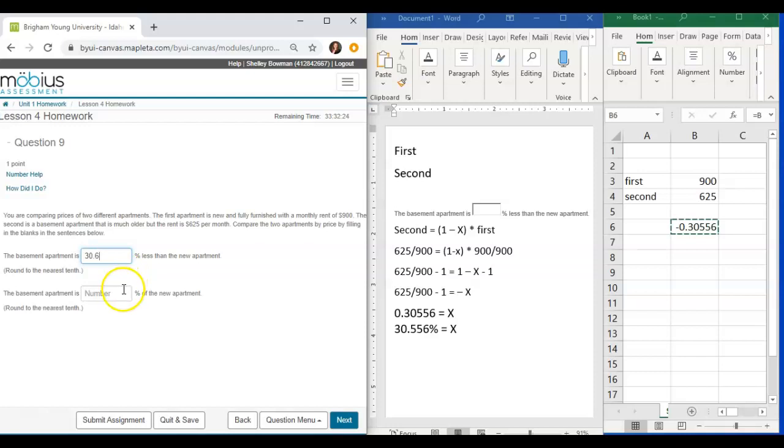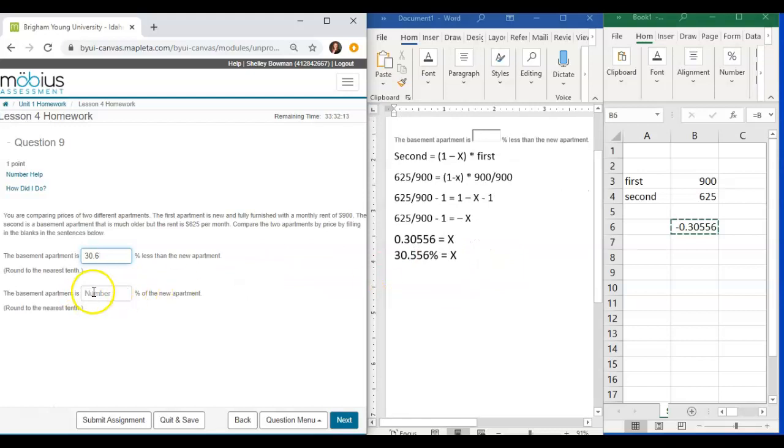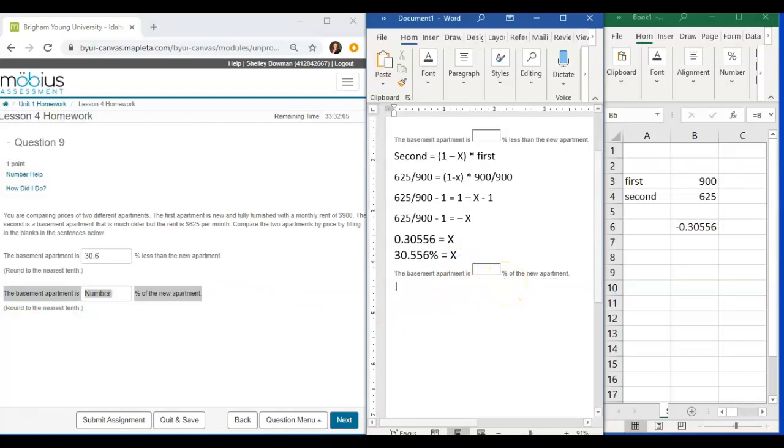So we get 30.6%. Now the next one is the basement apartment is blank percent of the new apartment. So this is a different sentence that we have to translate. We'll come over here and I'm going to, just like the other one, copy and paste, and then we will translate this. So the basement apartment was the second apartment, and I'm going to copy and paste this down here so that I get the size of it, the text and everything, the font.